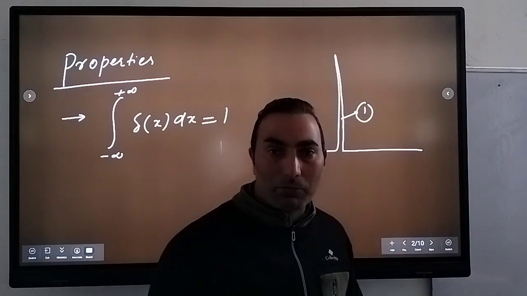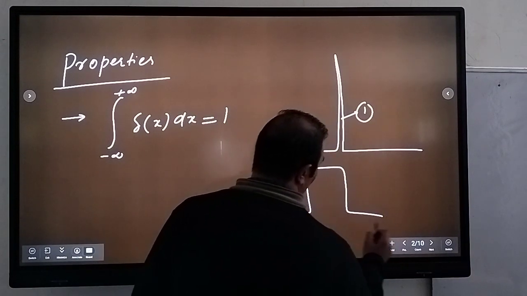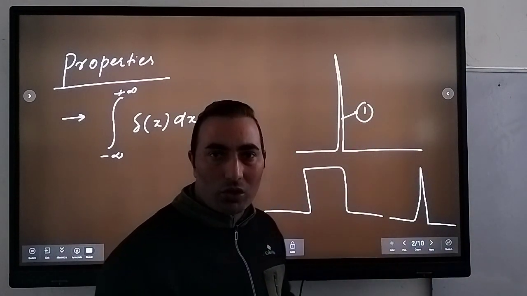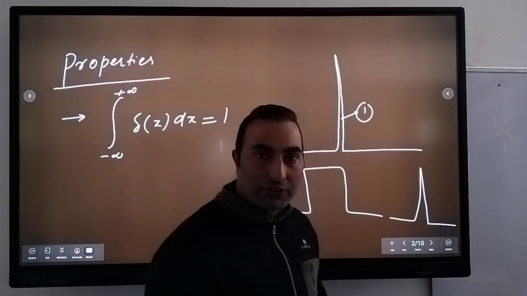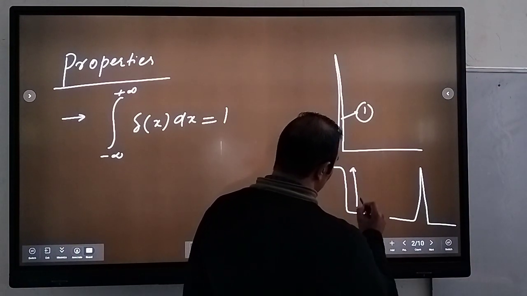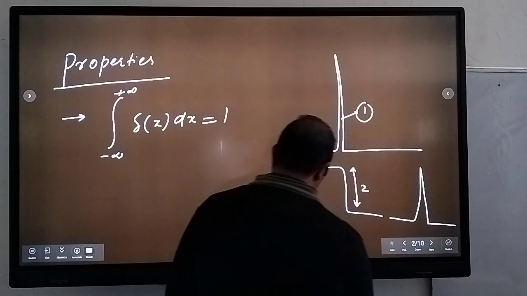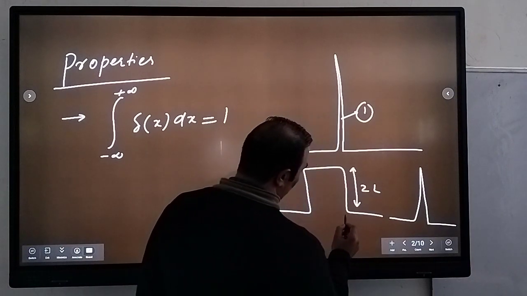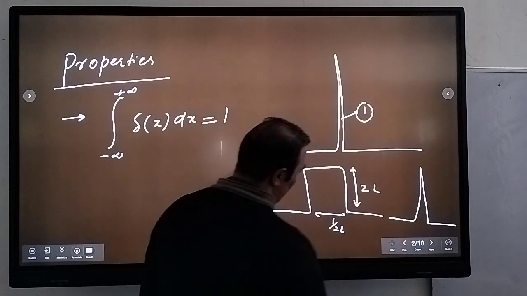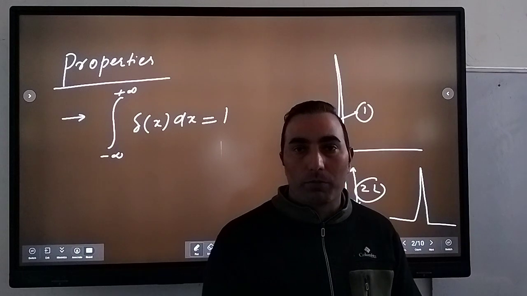Instead of that, we can take any function. If we have a square wave function like this one, or you can take a triangular wave, or a sinusoidal wave, any wave. But the condition should be that if the height of this square wave is 2l, the width of this should then be 1 by 2l, right? Because the product of this height and width should be equal to 1.